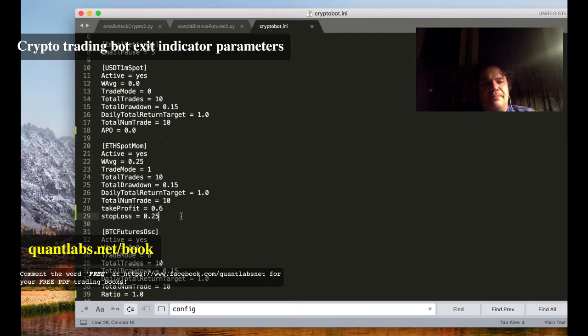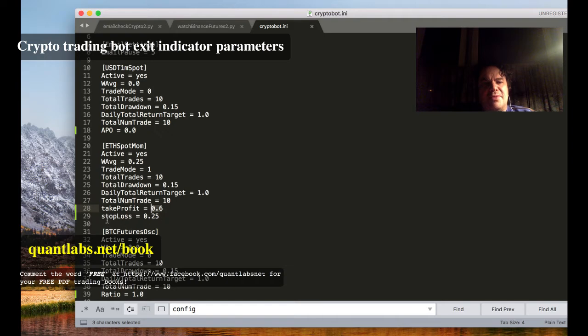On top of that, we have here, a lot of people have been wanting this take profit and stop loss. So this is the return percent move up from the entry price. So if it's moving up 0.6% on the take profit, it'll get out of that position at 0.6 for the take profit.